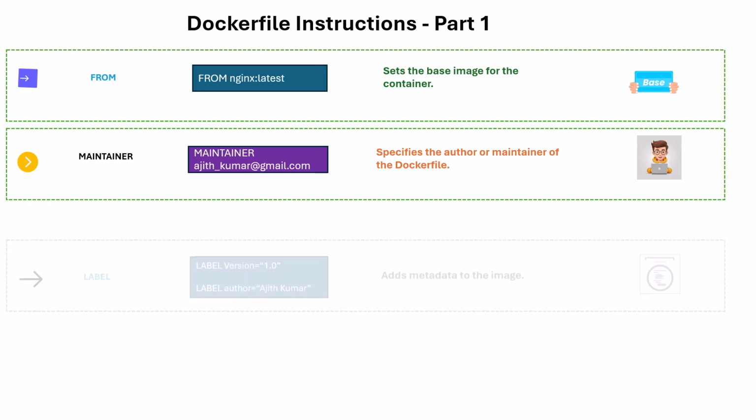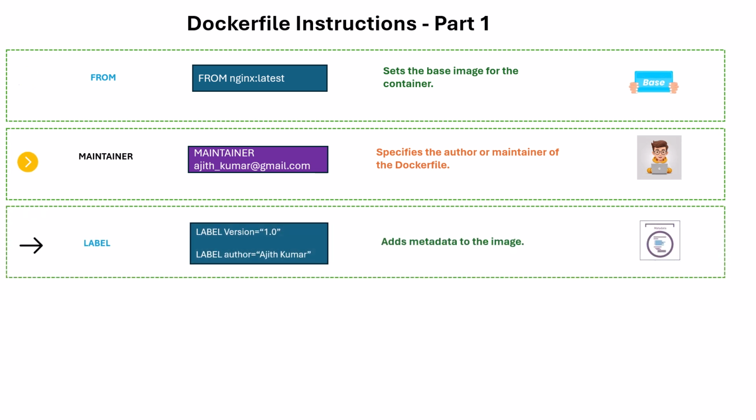Now let us go to the next command, which is the LABEL command. The main intention of the LABEL command is to add metadata to the image. What exactly is meant by metadata? Metadata means additional information that you are giving for that image, for example which version, or who is the author of this Dockerfile. Like that, you can add more metadata to your Dockerfile. This command is used for that.